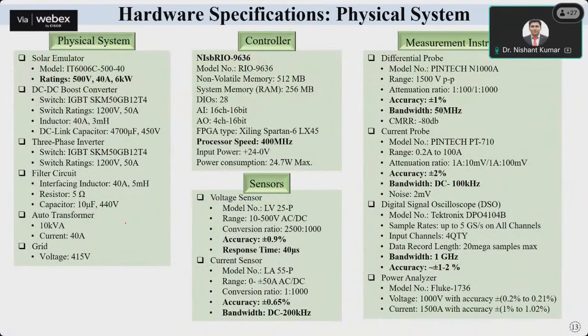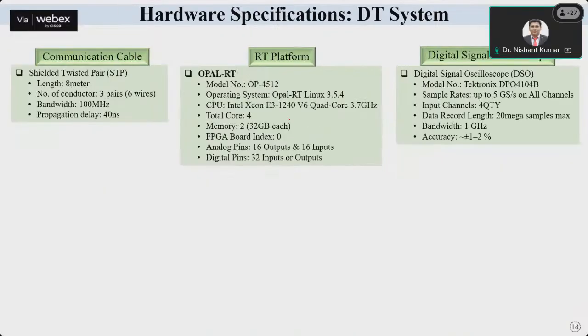So what components have we used here in the physical one and the controller one? Those are listed here. That is not that important, but I will say that the entire system is built for 6 kilowatt, so all the components we have taken according to that. The highest rating is 6 kilowatt.